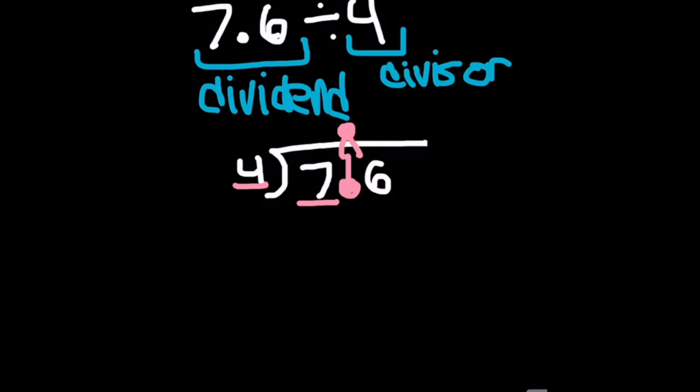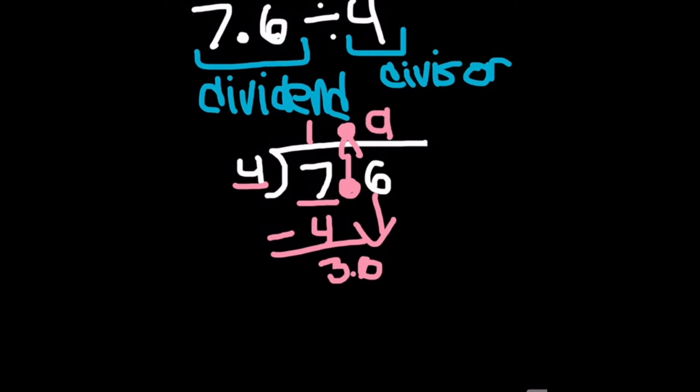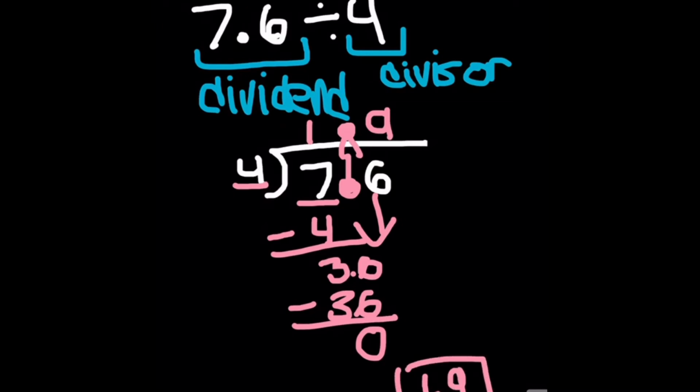Now we've done the estimate, so we should actually start solving this problem. 4 can go into 7 one full time, and now you subtract, you get 3, and you bring down the other number, 6. 4 can go into 36 nine times. That worked out really well because now you do that and you get 0. Now, what was our estimate? It was 2, and 1.9 is close to 2. So we know we did not make any mistakes, and 1.9 is the correct answer.